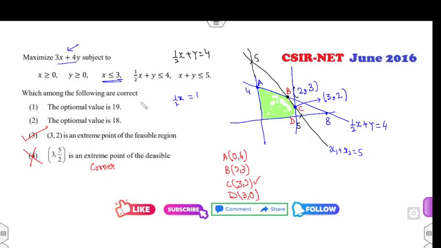3, 2 is one of the extreme points. Now the optimal value. The optimal value will be maximum at the point where Z is largest. At 0, 4 it is 16. Z is 6 plus 12, which is 18. The value of Z will be 9 plus 8, 17. It will be 9. So the maximum value will be 18, which is the right answer. So B and C are my correct answers of this problem.